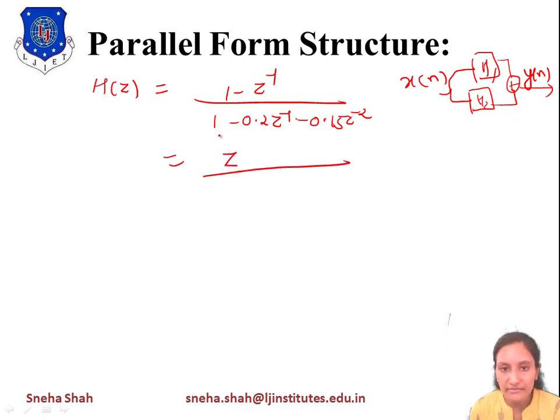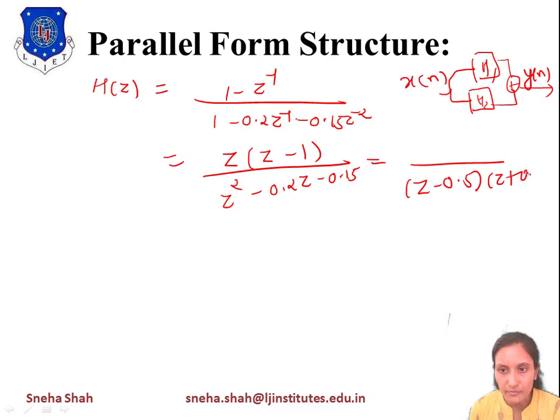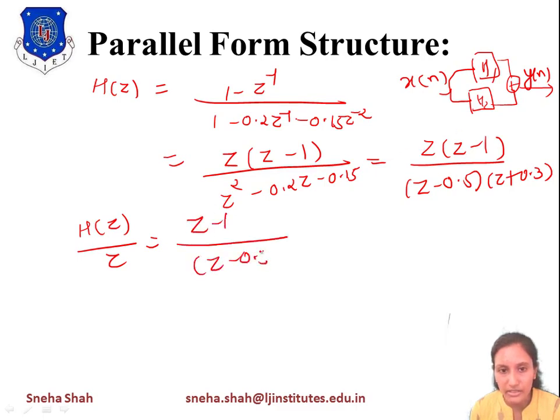So if we simplify, z square goes here, z square minus 0.2z minus 0.15, and the numerator is z into z minus 1. Now if we factorize the denominator part, it is represented as z minus 0.5 and z plus 0.3. The numerator part will remain as it is. Now suppose we find h of z upon z, then this z goes below here. So this will be represented as z minus 1 upon z minus 0.5 into z plus 0.3.